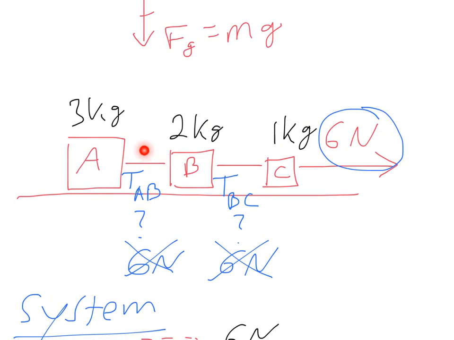And then the 3 newtons here with no force pulling back on 3 kilograms, again 1 meter per second squared of acceleration. So everything moves in the same way.